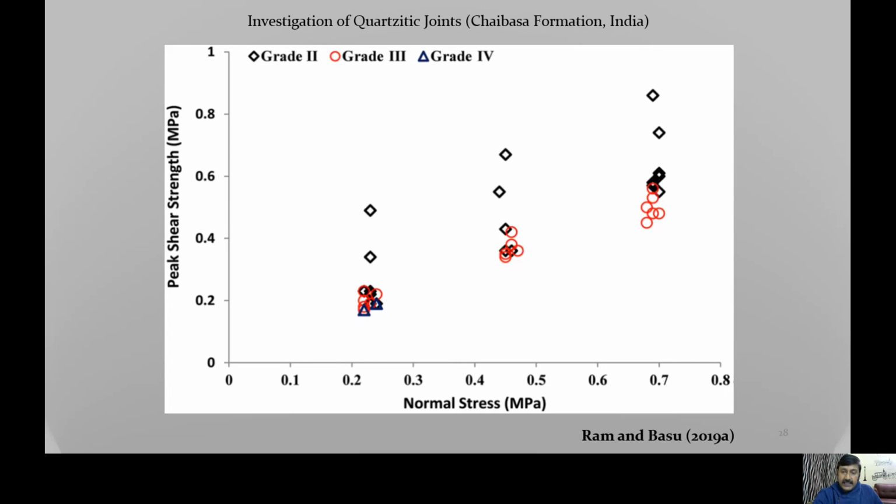So for minor asperities, as far as the JRCs are concerned, they controlled the strength of the asperities. Okay, so these minor asperities actually controlled the strength of the asperities, which in turn controls the shear behavior of rock joints. So this is a very, very interesting observation.